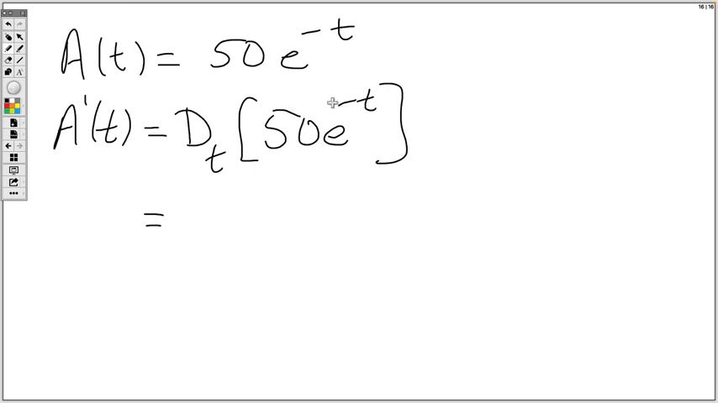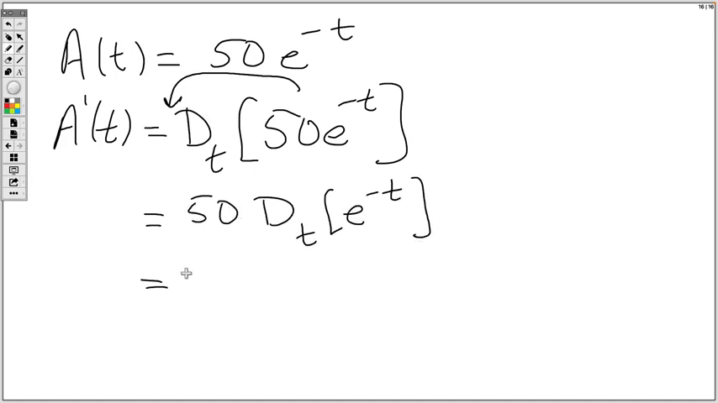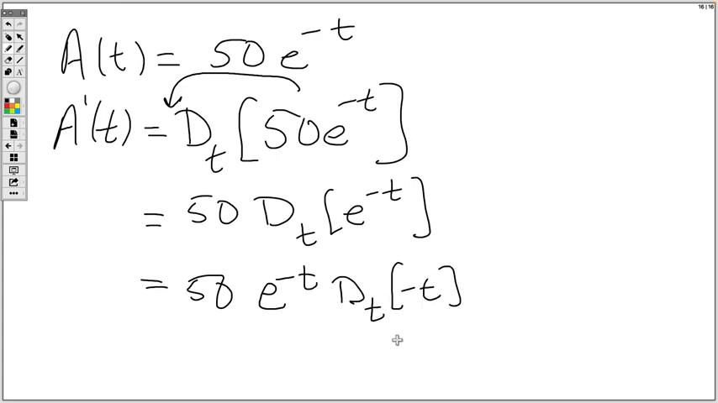Constant multiple. I got a 50 times e to the minus t. That's a constant multiplying the function, so I can factor that out. And now I use the new rule. I'm taking the derivative of e to the something. The derivative of e to the something is e to that thing times the derivative of that thing.